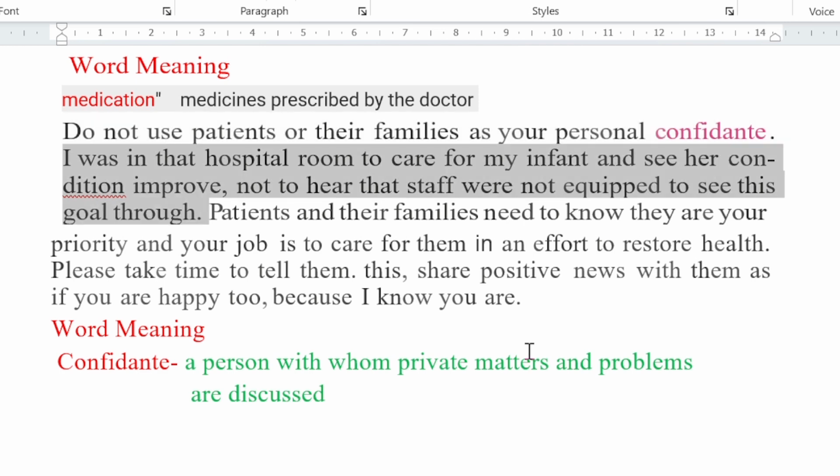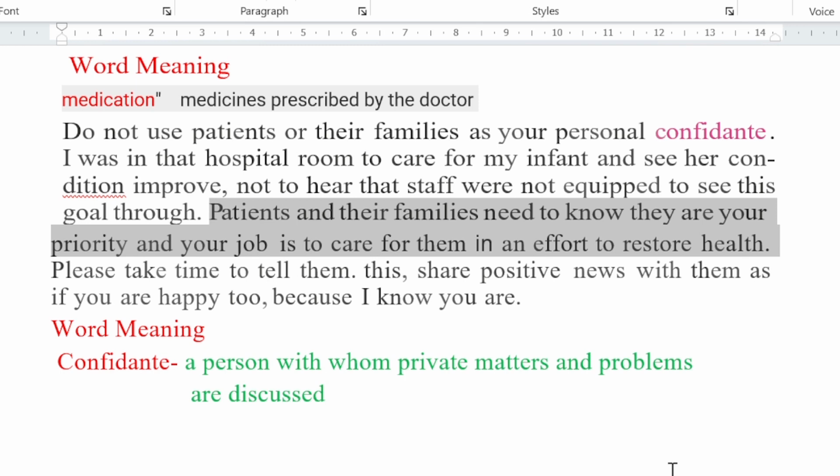"I was in that hospital room to care for my infant and see her condition improve, not to hear that staff were not equipped to see this goal through." Here the speaker explains that their purpose in being in the hospital room was to take care of the baby and witness her getting better. She did not want to hear that the staff were not prepared or capable of achieving this goal.